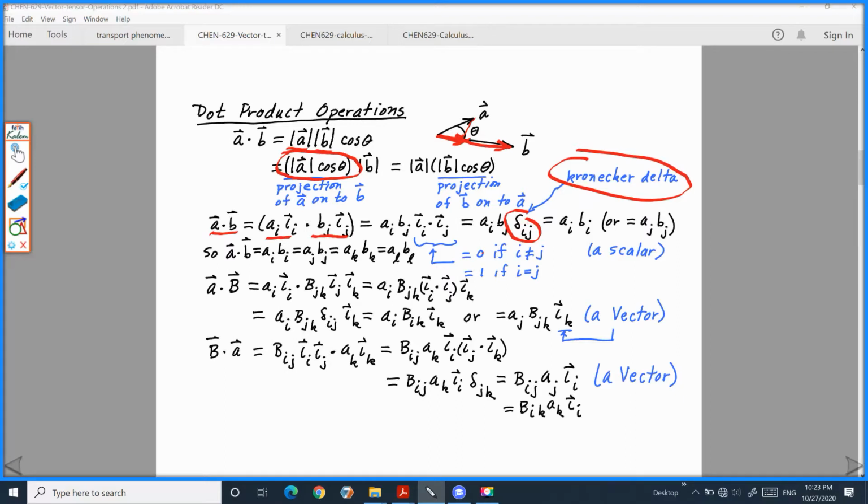This delta result is 0 if i and j are not equal to each other, and gives 1 if they are equal to each other. So in here, for example, we obtain the one, and okay, now let's say we write a_i and b_j, and we have that one.